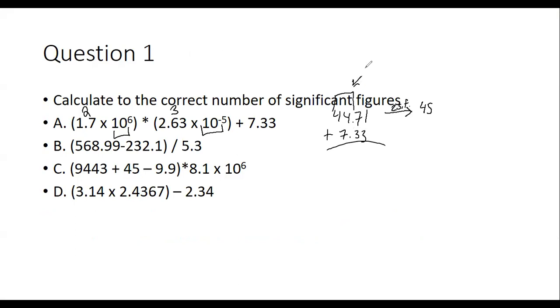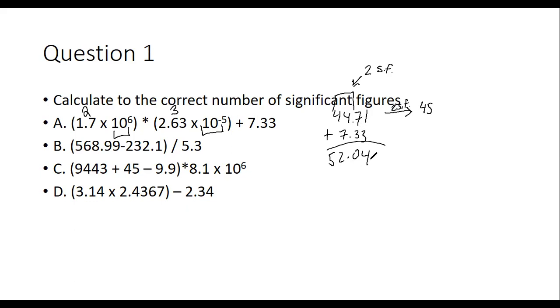Now what I'm going to do is say, as a note to myself, that this 44.71 has 2 sig figs. And I'm going to put that in my calculation. Those 44, those are the actual significant figures. The 7 and 1, they aren't. I'm going to keep the 7 and 1 so I don't have a rounding error, but they aren't actually significant. And so when I add 44.71 to 7.33, I get 52.04.